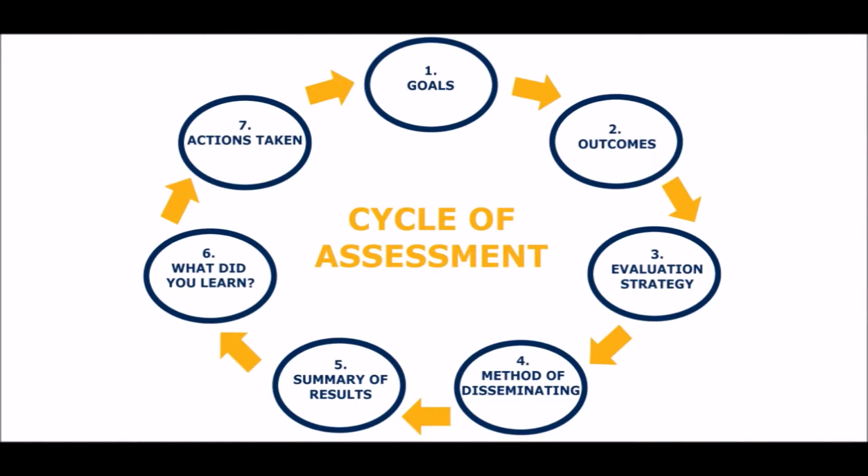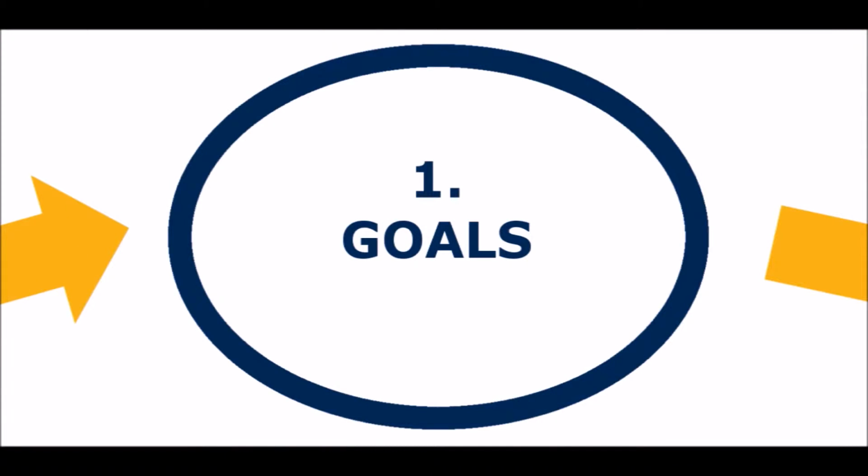Here at Georgia Tech, we follow a model called the cycle of assessment. It is a 7-step cycle that allows us to gauge how we are improving, as well as where we still have room to grow. The first step in the cycle of assessment is goals.